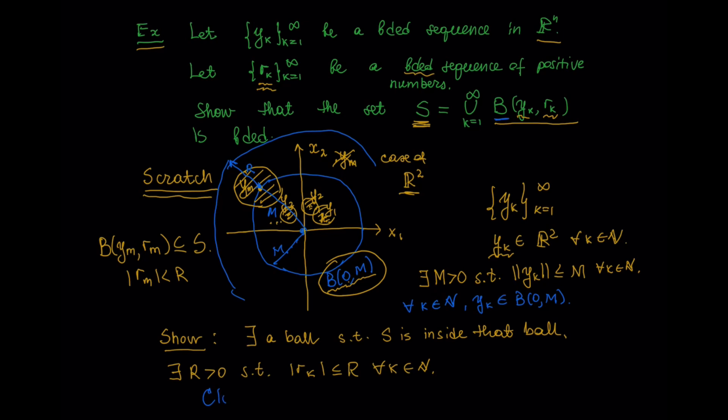So we know that the set S, so claim, is that the set S is going to be inside of the ball B centered at 0 of radius M plus R. So if we prove this claim, we will show that the set S is bounded. And that is the end of Scratch.